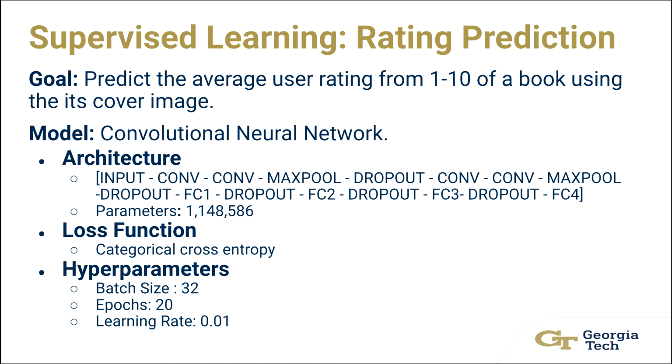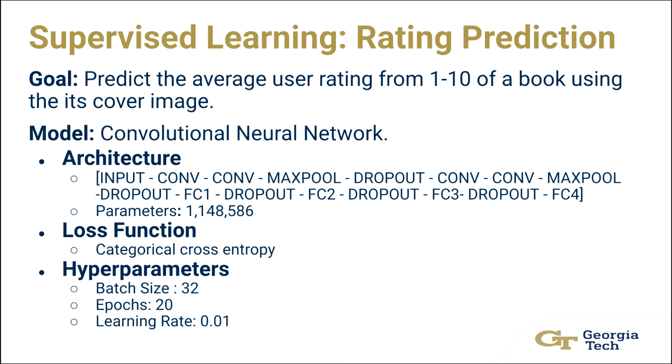The goal of the book rating prediction model is to predict the average user-given rating for a book using the book's cover image. Initially, the model used in the category prediction process was also used to predict ratings. When performing some preliminary tests on a small sample dataset, we noticed that the model was quickly overfitting. To prevent the model from overfitting, we added an extra dropout layer and FC4 layer to our CNN's architecture.